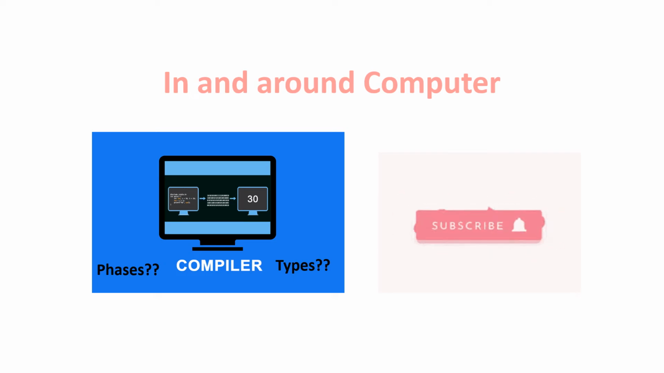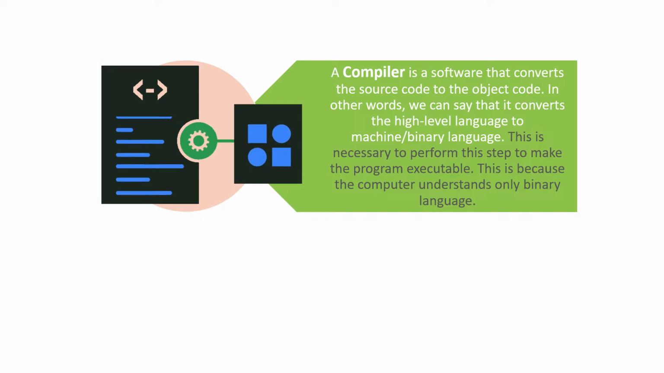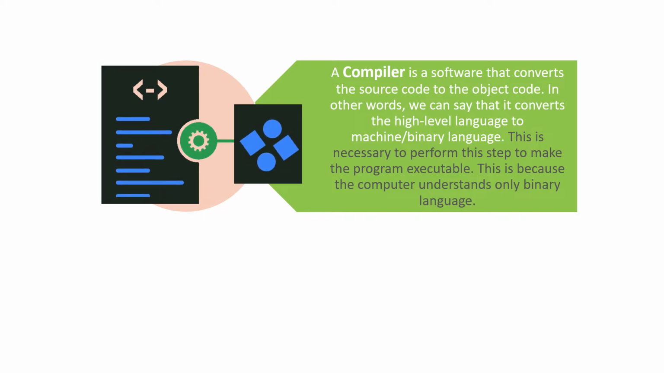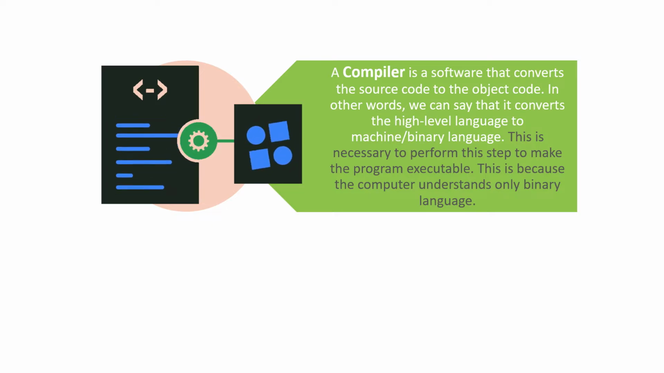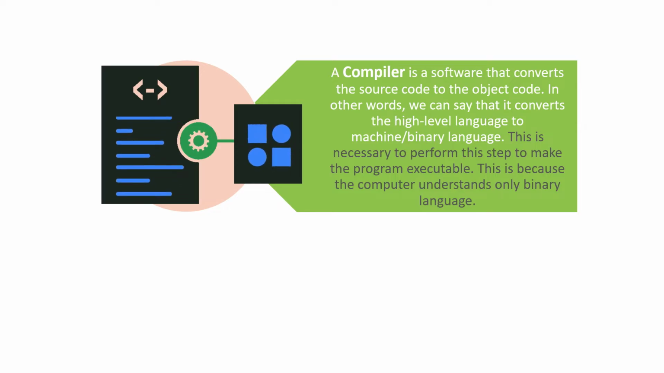In this video, we are going to see what is a compiler, its phases, and its types. A compiler is a software that converts the source code to object code. In other words, we can say it converts the program we write in a high-level language like Java to machine or binary language. This is necessary to make the program executable.